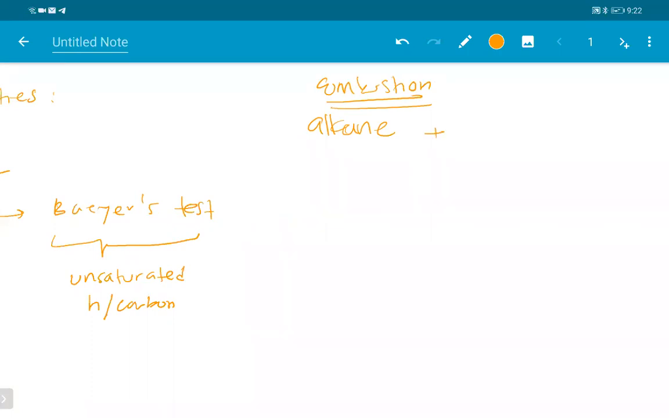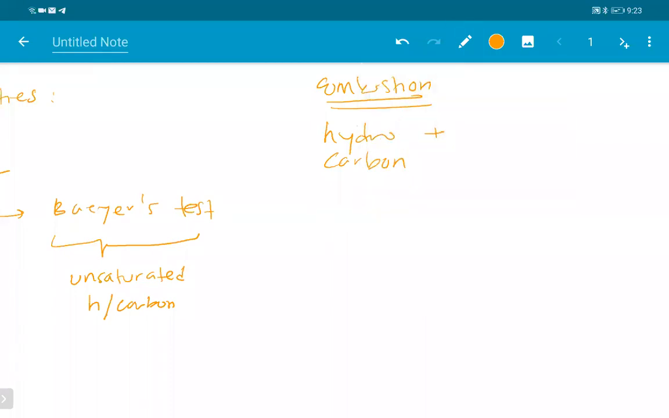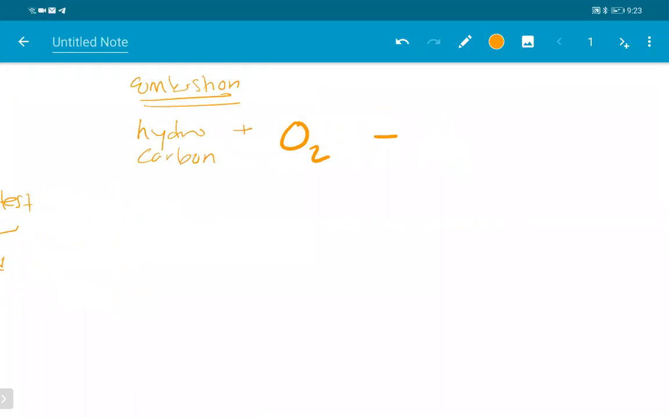Alright, when we try to ignite it, we have an alkane or any hydrocarbon, saya buat general lah. Kita nak bakar hydrocarbon ni, kita perlu ada apa? Oksigen, thank you. Alright, selain daripada oksigen kita perlu ada apa? Heat. Ada tiga benda. Heat. Okay, thank you. We're going to have heat.